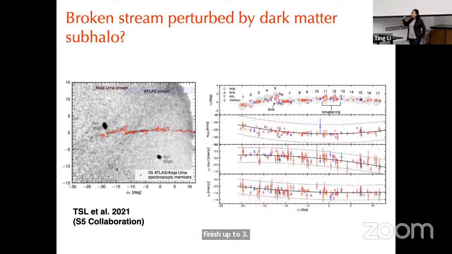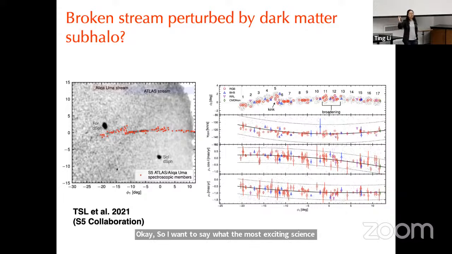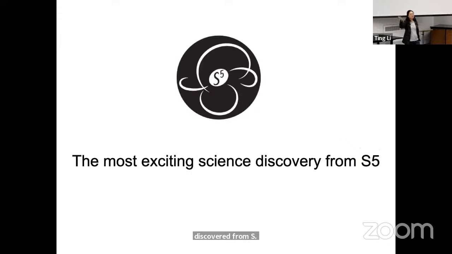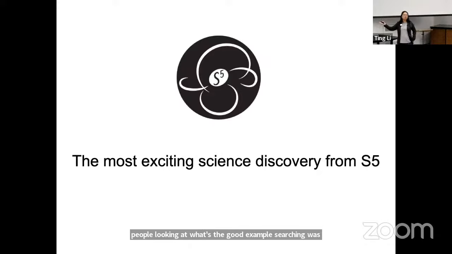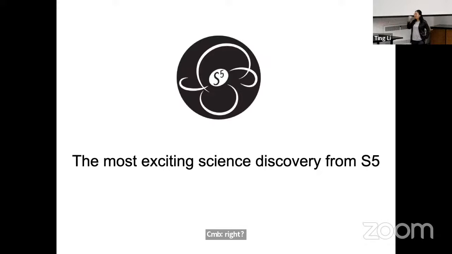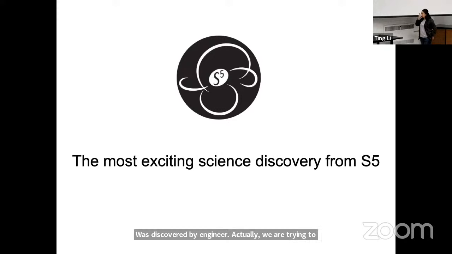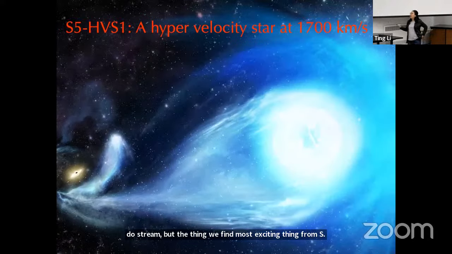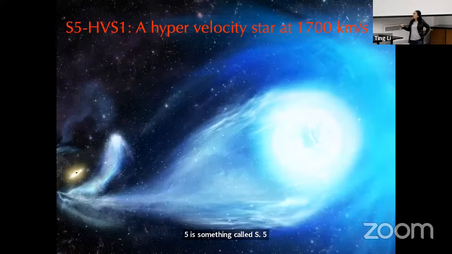Okay. So I want to say that the most exciting science discovery from S5 is not anything I mentioned earlier. It's like when people look for a good example, searching for the CMB, right, it was discovered by an engineer. Actually, we are trying to do streams, but the most exciting thing we find from S5 is something called S5-HVS1. It's a high velocity star we find at about 1700 kilometers per second. I'm going to skip some of these.